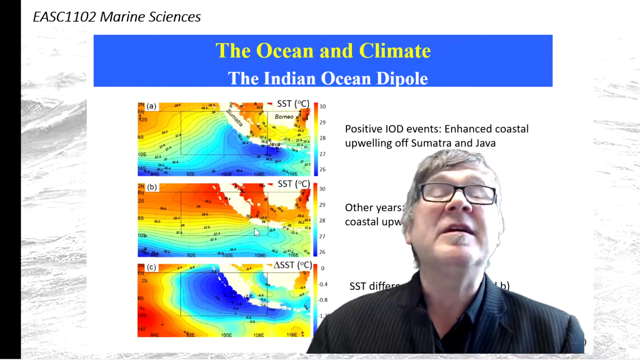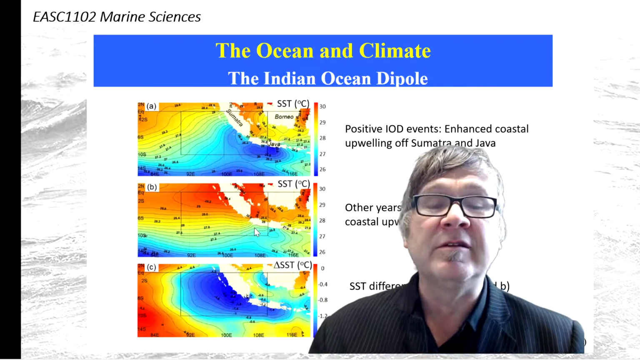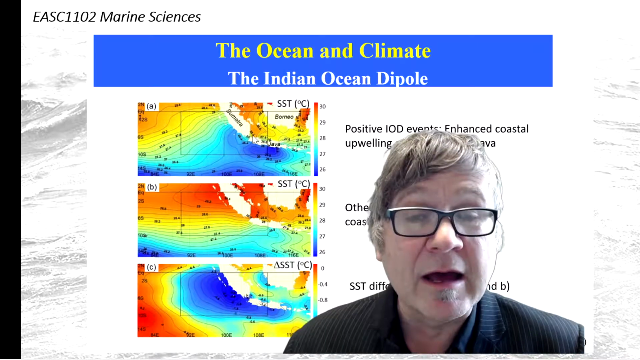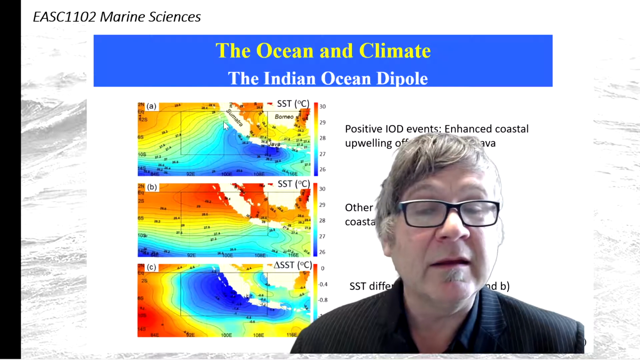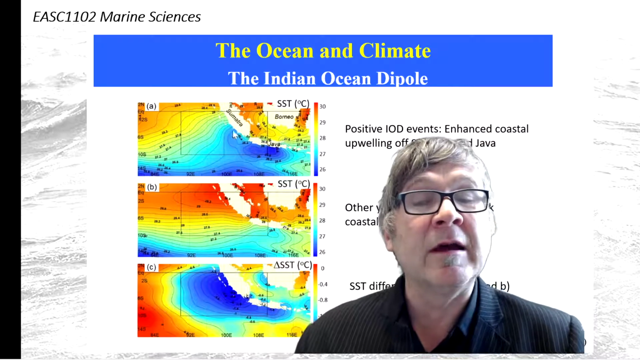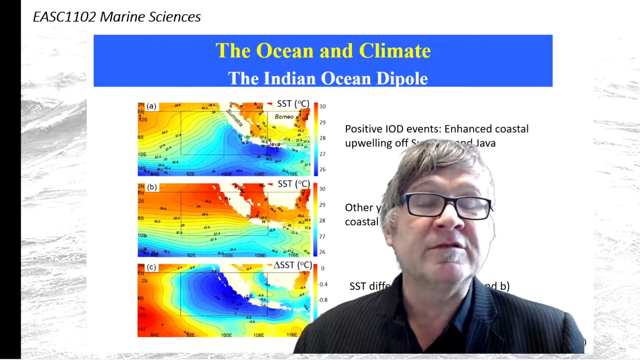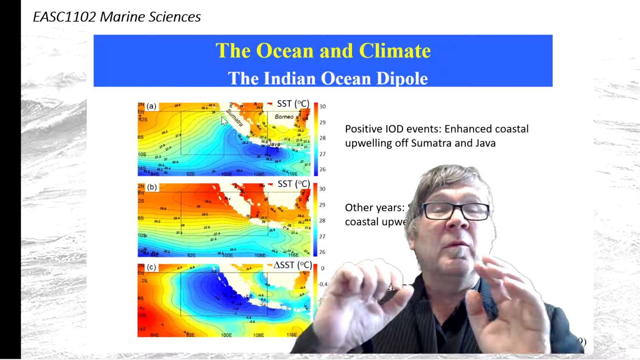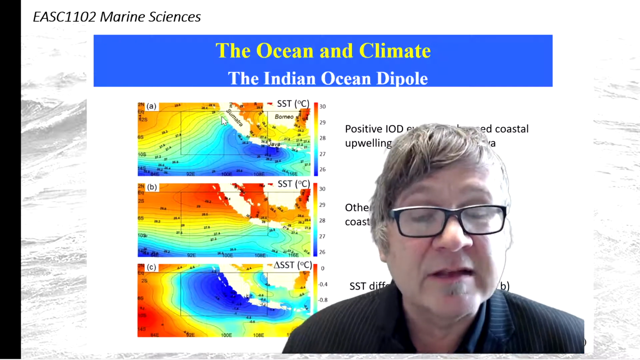Okay? But in some years, and this is during these positive IOD events, you get strong upwelling. Okay, you get strong upwelling. The Java upwelling intensifies, and you get upwelling in this part of the Sumatra, along the Sumatran coast. Okay. So what happens if you now look at the difference, you can see it.